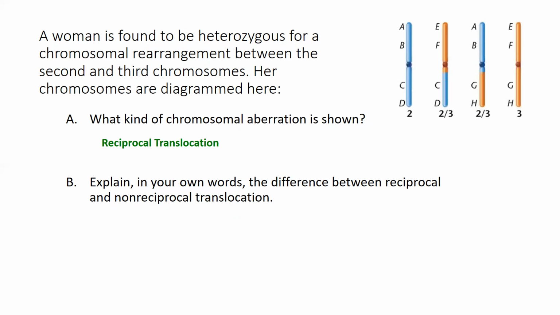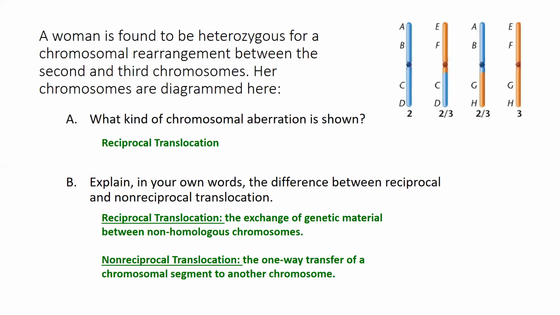And so the next question is, explain the difference between the two translocation methods. In reciprocal translocation, you have the exchange of genetic material between non-homologous chromosomes, whereas non-reciprocal translocation involves a one-way transfer of a chromosomal segment to another chromosome. Okay?